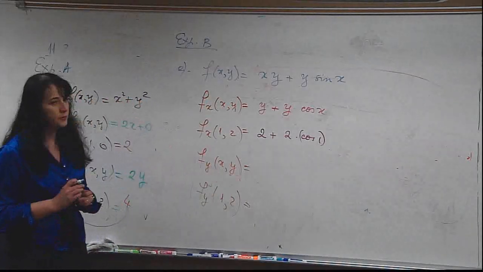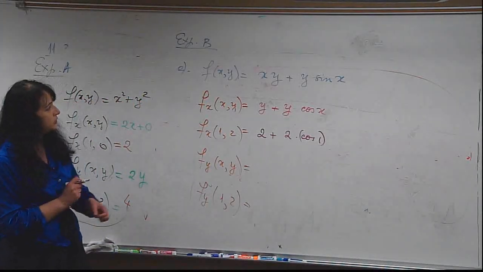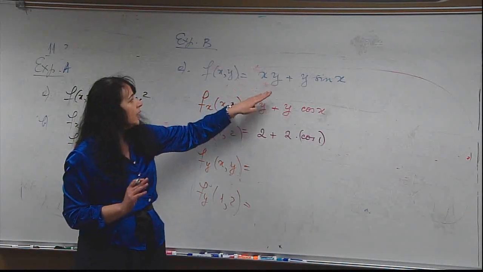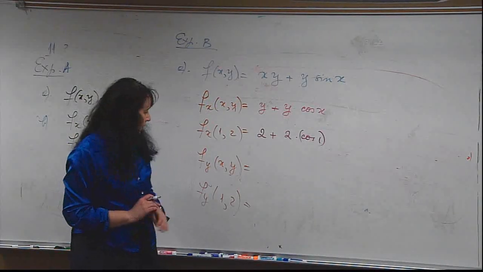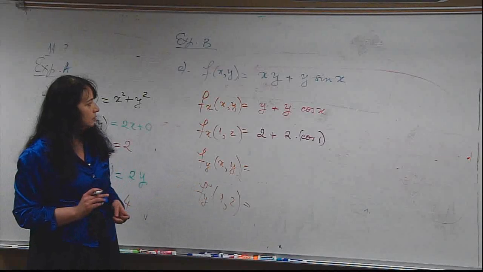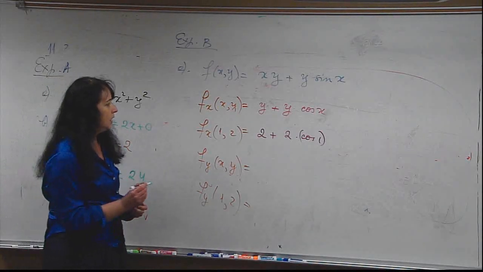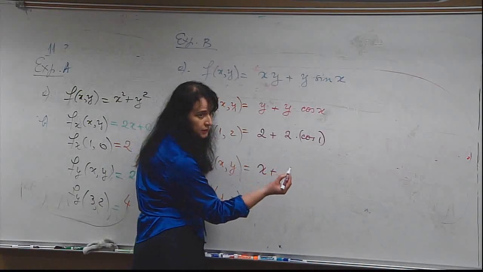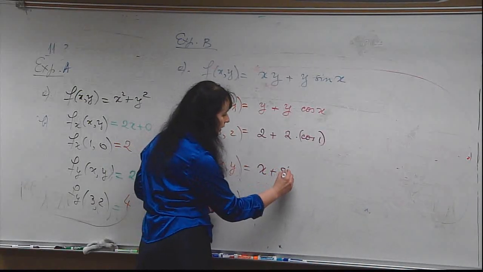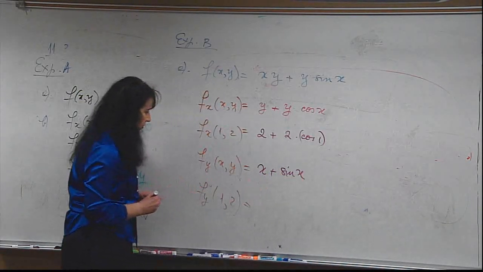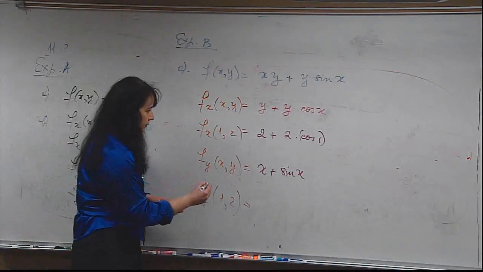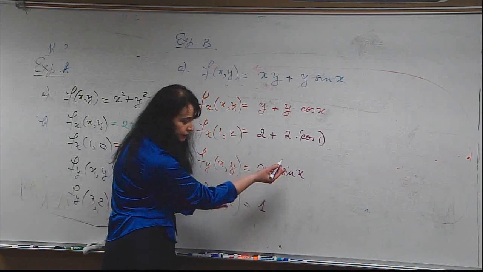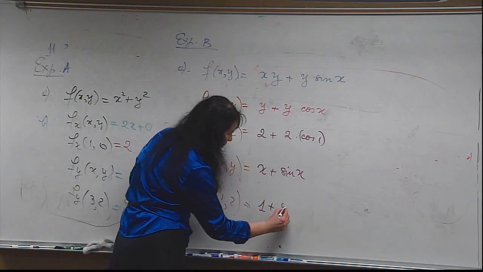F sub y. Now, Mr. X is held prisoner. He's a constant. He cannot move. Mr. Y can move. He has all the freedom. So, prime with respect to y, what do you have? x plus sine x is a constant. So I'll write it. Then I plug in x equals 1. Y doesn't appear in the picture, I don't care. 1 plus sine 1.